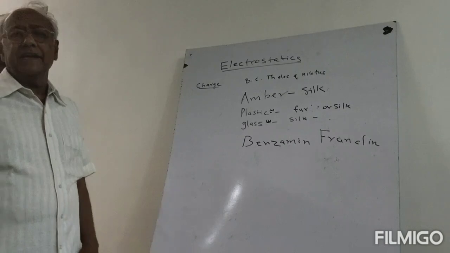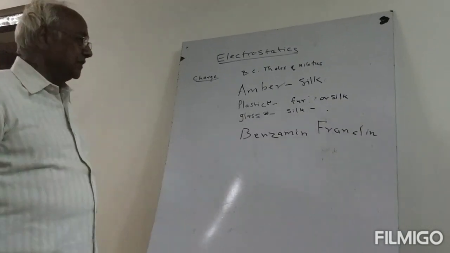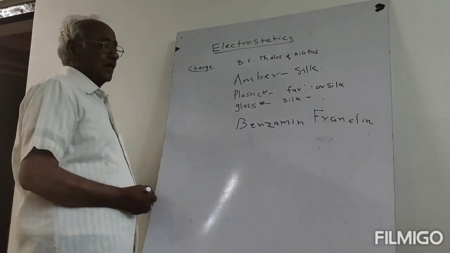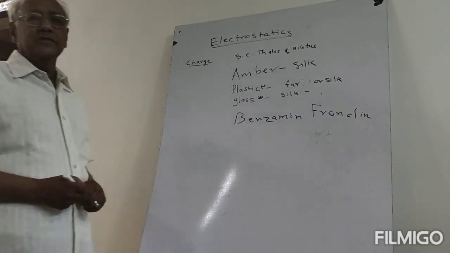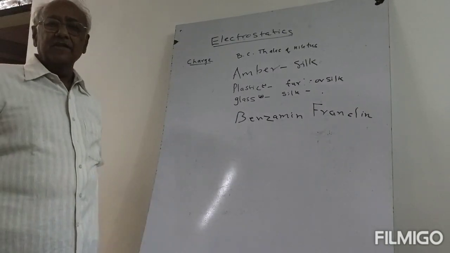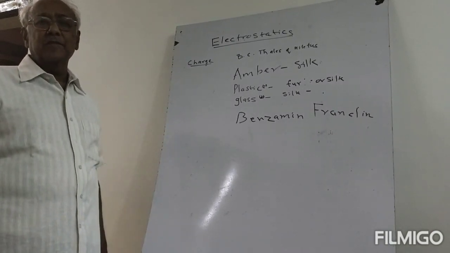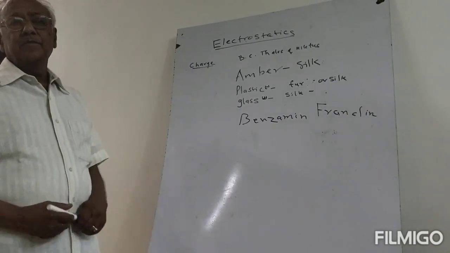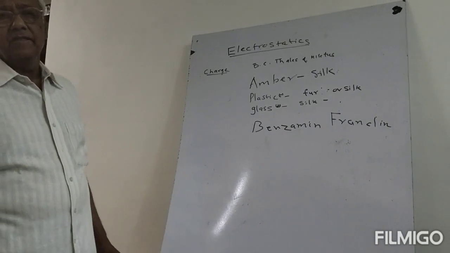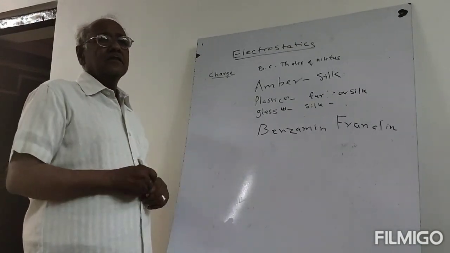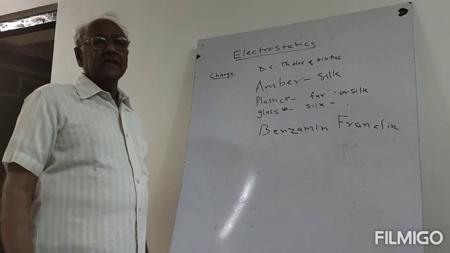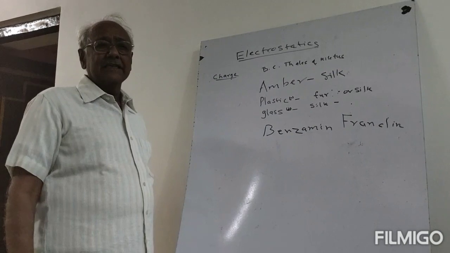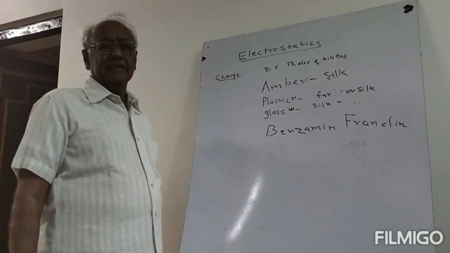If we take a glass rod which is rubbed by silk, the rod is positively charged. We take another glass rod which is also rubbed by the silk, that is also positively charged. If we put these two rods near each other, then there is a repulsion. It shows that the charges are similar in nature.